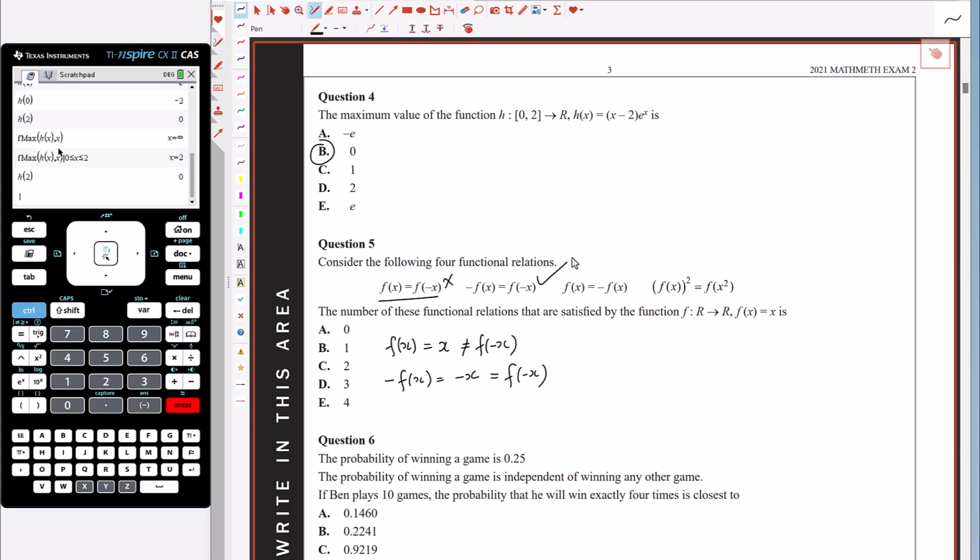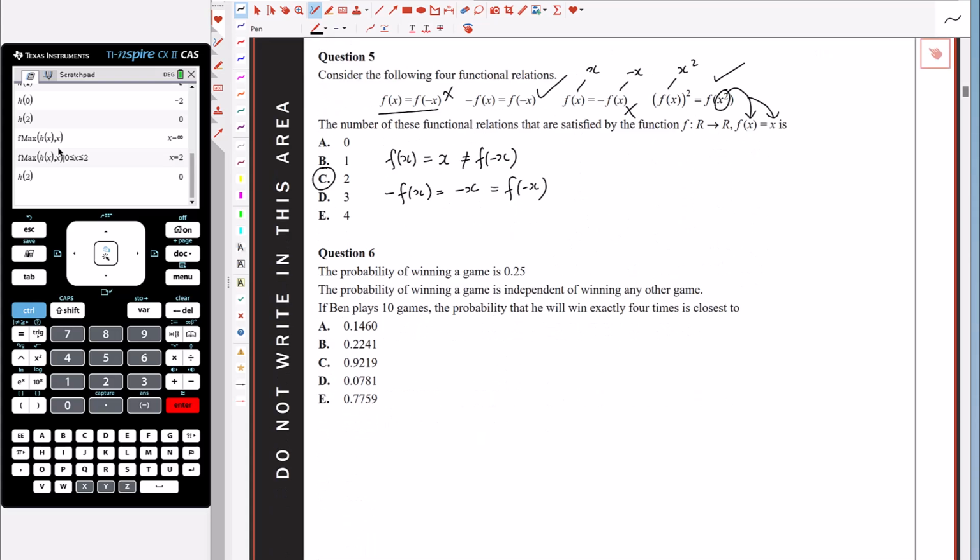It's an odd function. F of x equals negative f of x, well that's not going to be true because f of x would be x and negative f of x would be negative x. And f of x all squared obviously is going to be x squared, which would be the same as putting x squared into the function and getting x squared, so this one would be true. So it's 2 of those that are true, so option C.